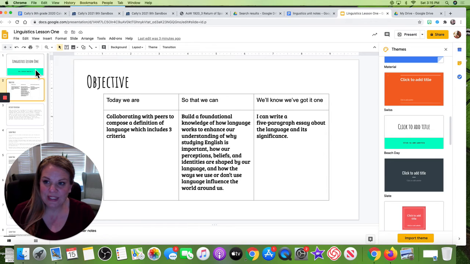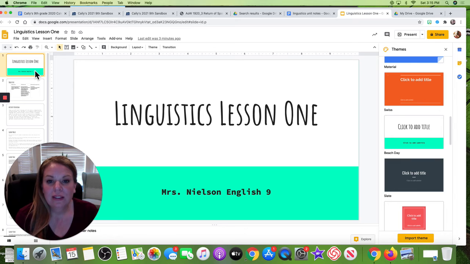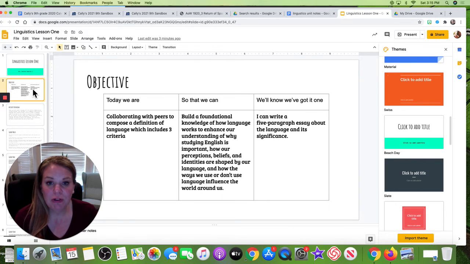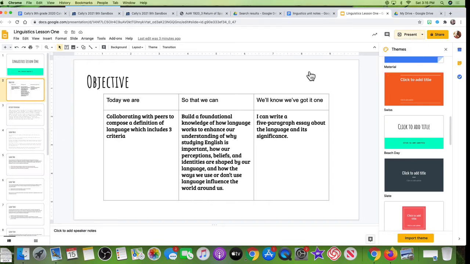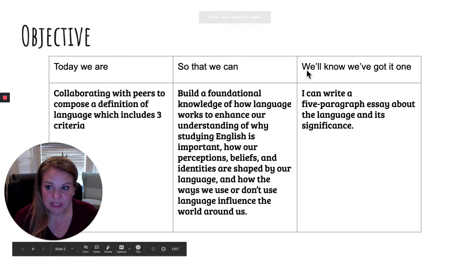Welcome to our linguistics lesson. Today we're going to start coming up with a definition of language. If you remember, at the end of this unit we're going to be writing a 5-paragraph essay about what language is and why it's important.